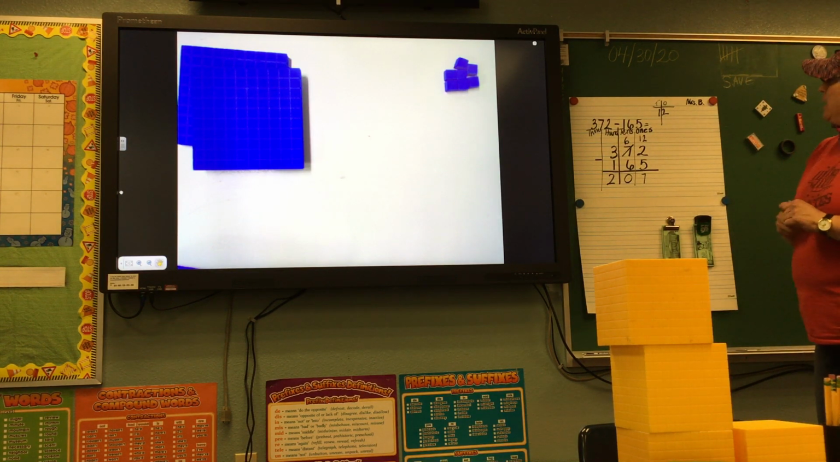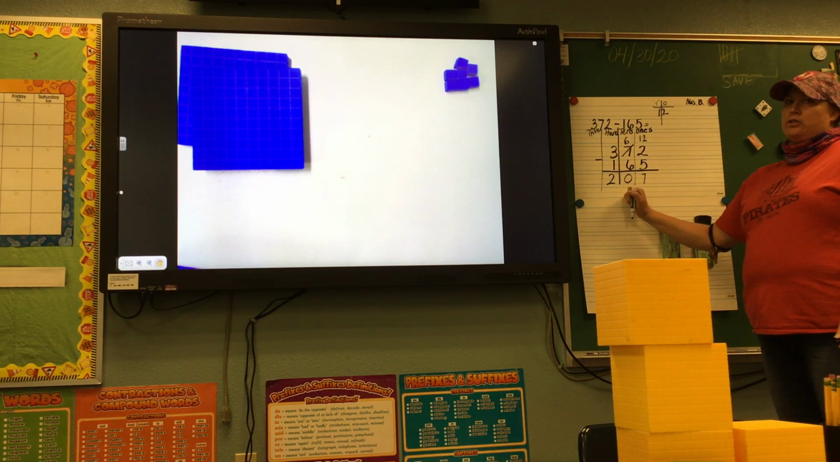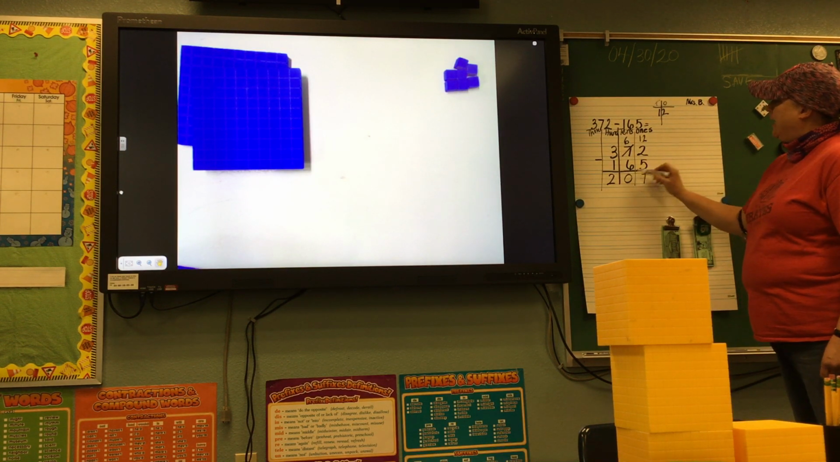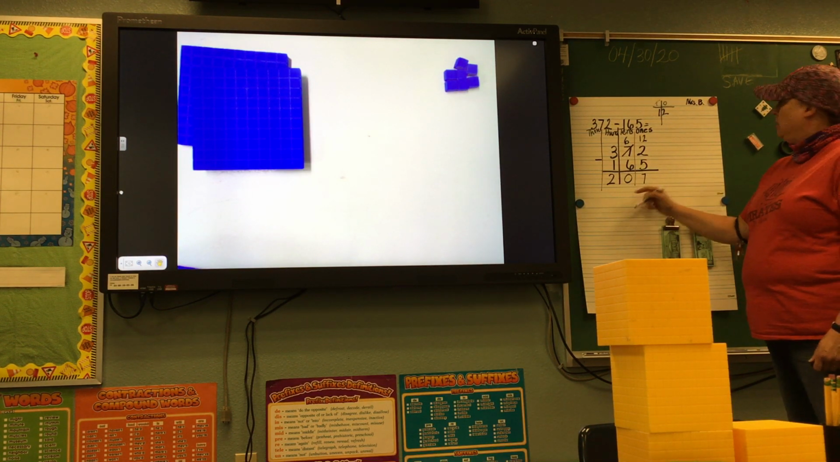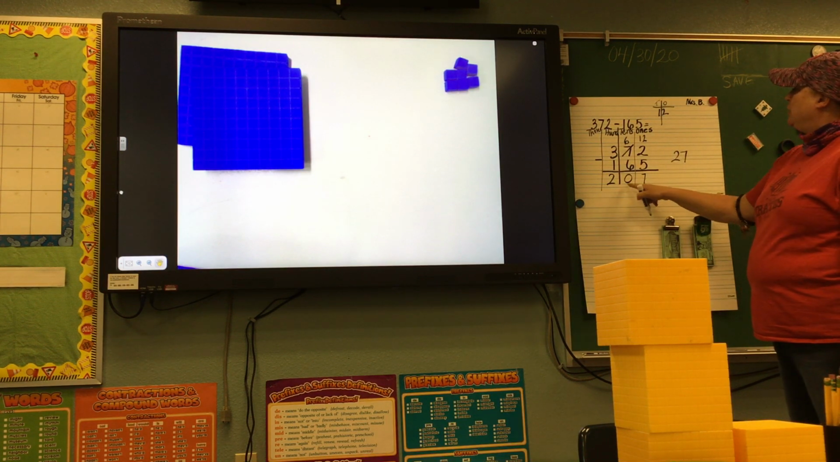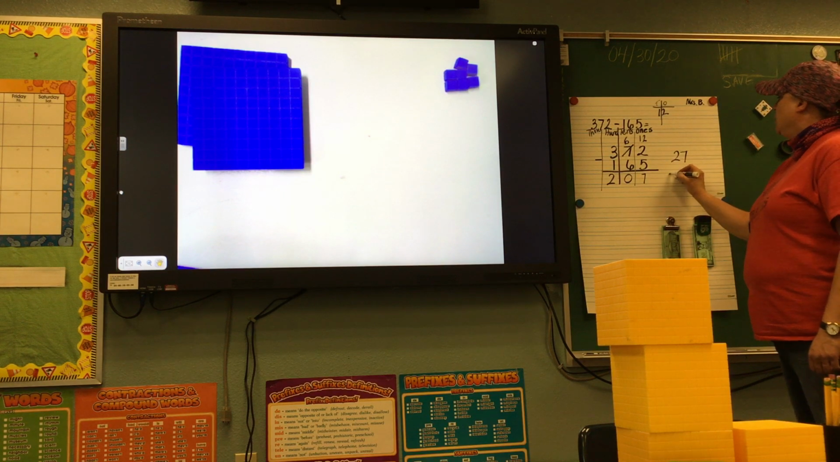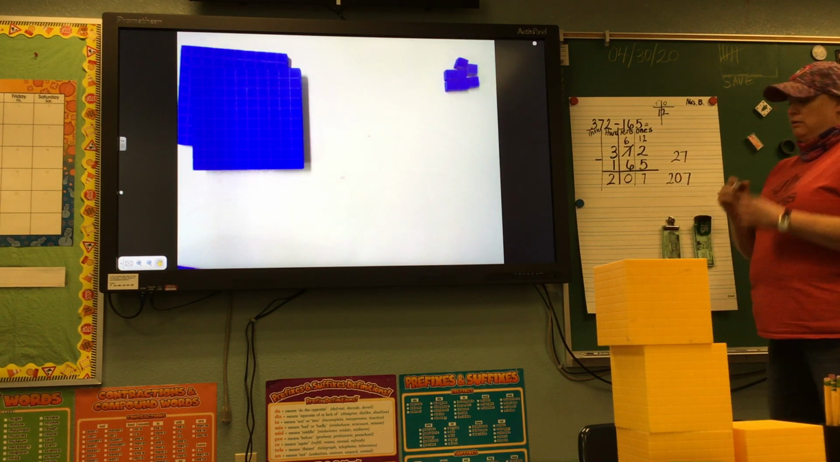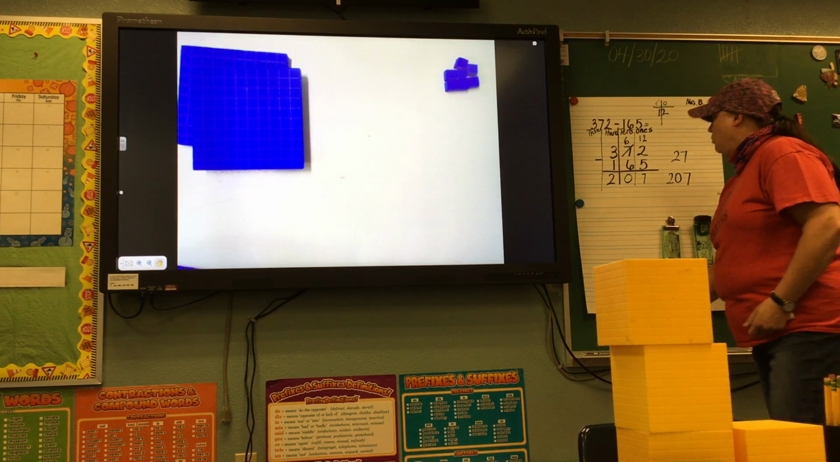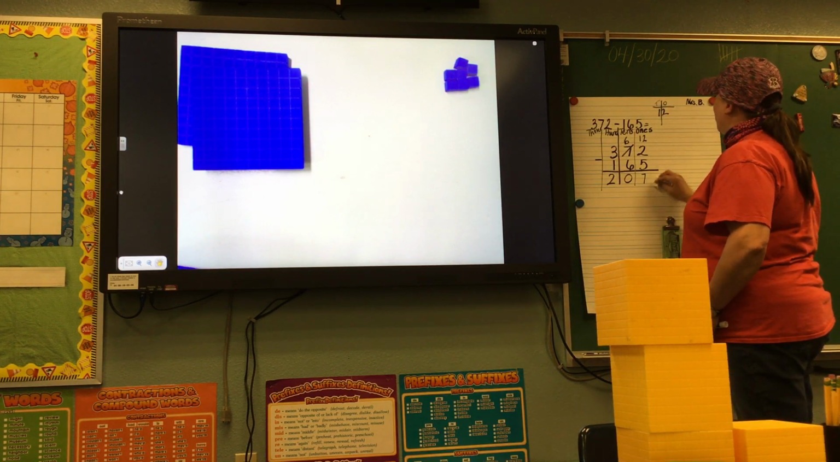Make sure, I have seen third graders make mistakes on their answers like this. They forget that we have to hold the place with a 0, and they just write 27, and that's not the true answer. Make sure that if you have no 10s left, you remember to put the 0 in there to make it 207.